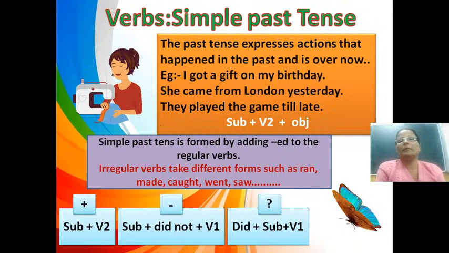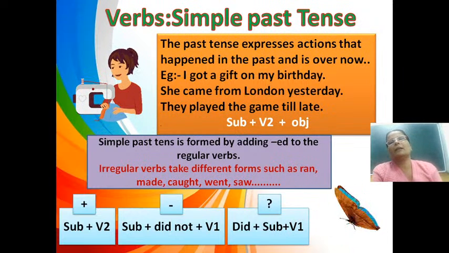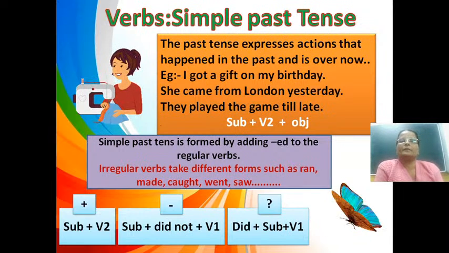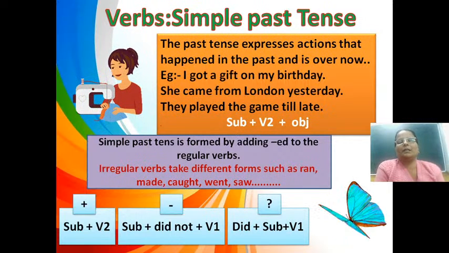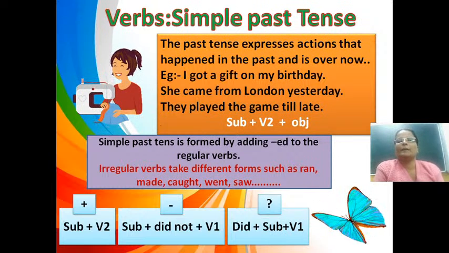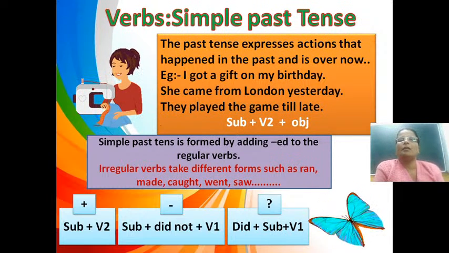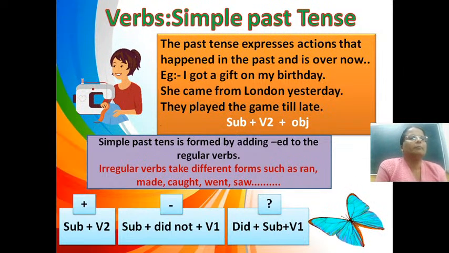She danced on my birthday. Let's make it a question. Let's reframe it. Did she dance on my birthday? Did plus subject, she, dance is the first form, on my birthday is the object. Did she dance on my birthday?